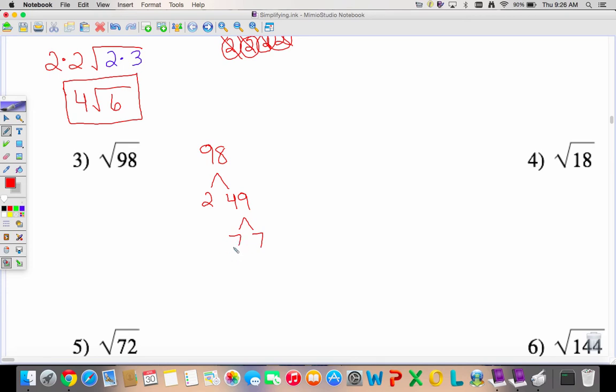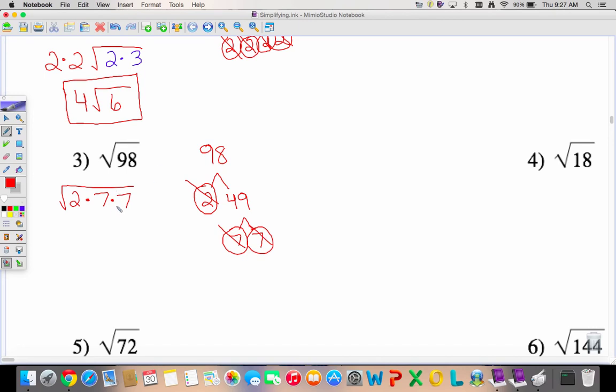There are no numbers that go into 7 because it's prime, except for 1 and 7. I can't split this up, because if I do 1 and 7, then I'd keep doing 1 and 7, and keep doing 1 and 7. It's a prime number, so we're going to stop. I'm going to circle my prime numbers, 2, 7, and 7. So this means I have the square root of 2 times 7 times 7. Now I'm going to cross them out. There's my 2, 7, 7. There's nothing left.